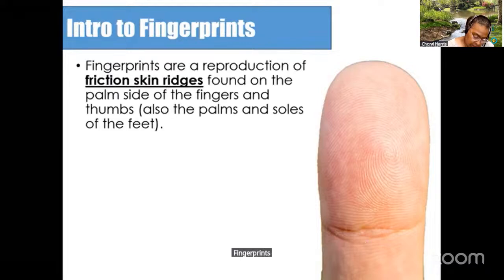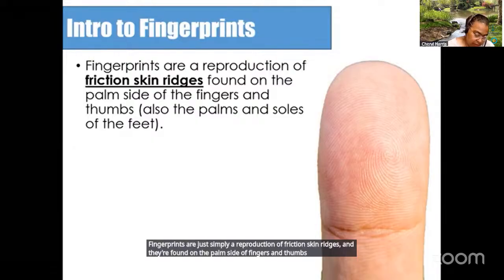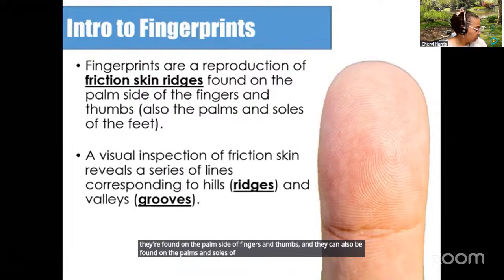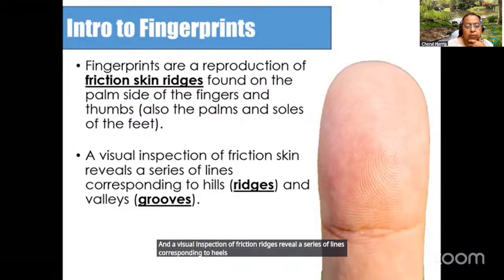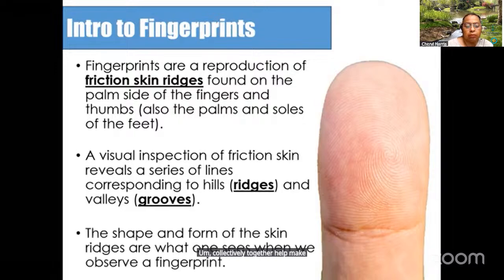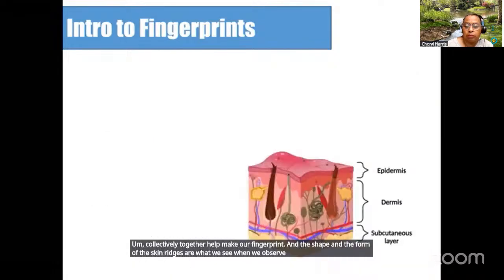Fingerprints are simply a reproduction of friction skin ridges, and they're found on the palm side of fingers and thumbs, and they can also be found on the palms and soles of our feet. A visual inspection of friction ridges reveals a series of lines, and we call these ridges. So that's the high point of the fingerprint. And then the low point, the valleys, we call those the grooves. So the ridges and the grooves collectively help make our fingerprint. And the shape and the form of the skin ridges are what we see when we observe our fingerprint.